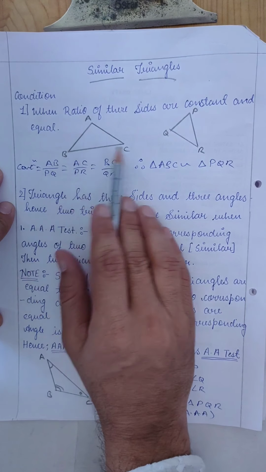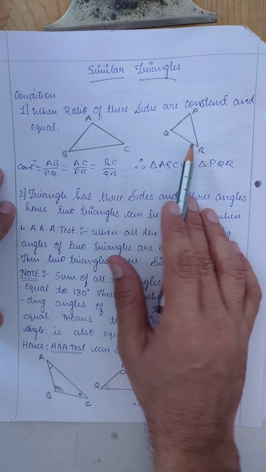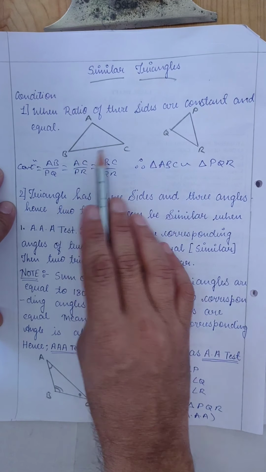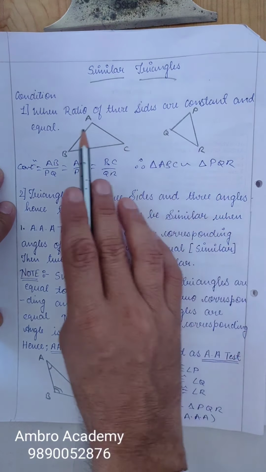Here we have triangle ABC and triangle PQR. If the ratio of AB to PQ, BC to QR, and AC to PR is the same, that means they are equal and constant, then we can say triangle ABC is similar.